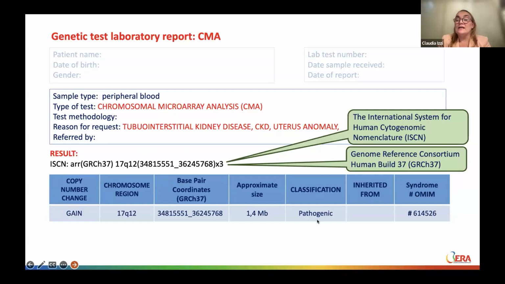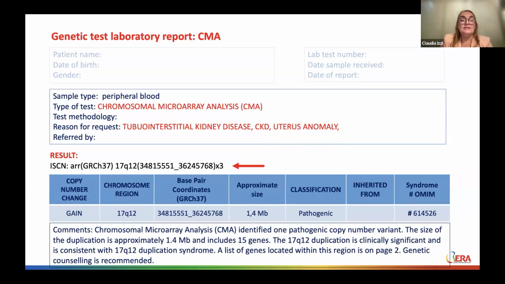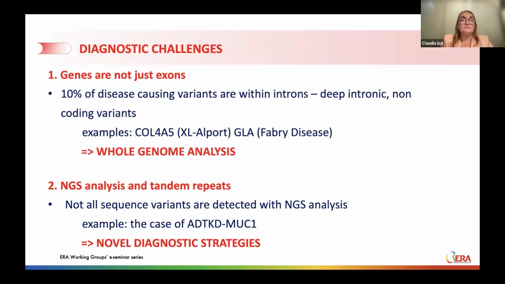It is classified as pathogenic. And this is the related syndrome, that is a microduplication 17q12 syndrome. And these are the comments on the chromosomal microarray. And as you can see, there is an explanation of the type of duplication found.